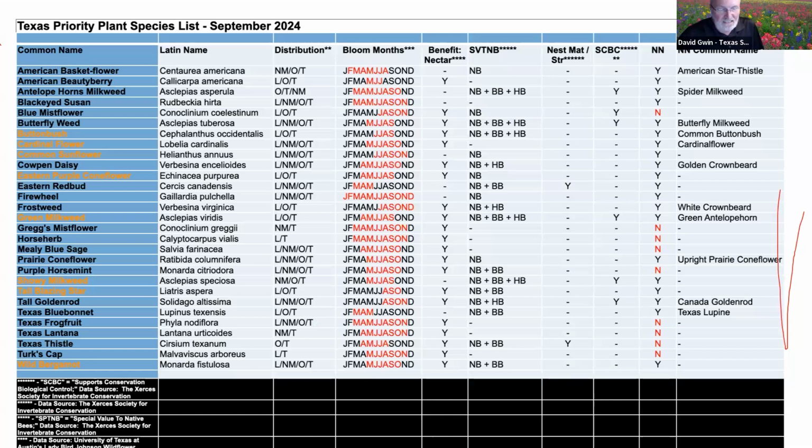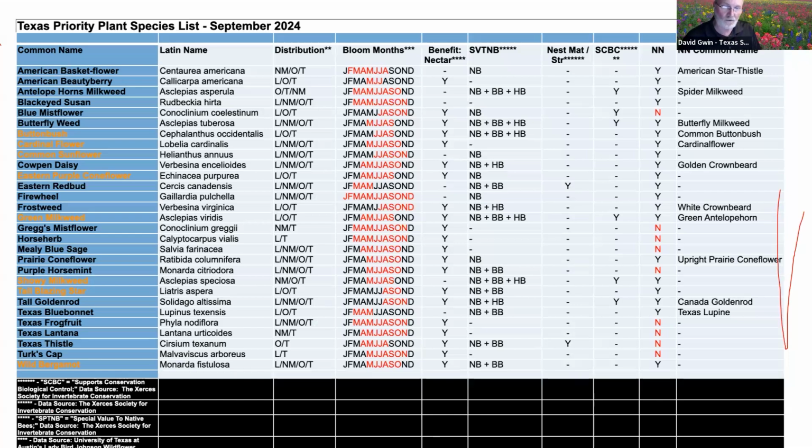The next column, and this was kind of interesting, it actually is SCBC, which stands for Supports Conservation Biological Control. And this is a variable that's tracked by the Xerces Society. And more often than not, this is a plant, a native plant, that actually regularly plays an important role with a species other than a pollinator that's important for a biological control of pests on that plant.